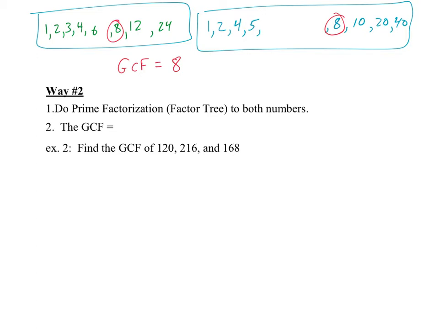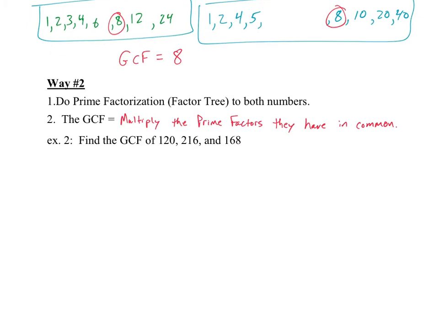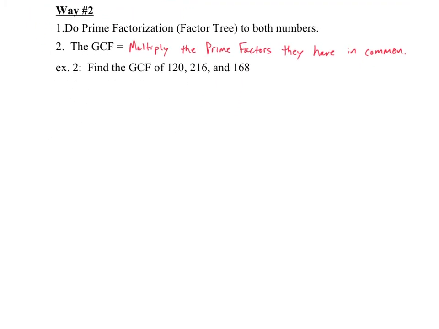All right, way number 2. Do prime factorization, do the factor tree to both numbers. Then the greatest common factor, to get that, you multiply the prime factors they have in common. Multiply the prime factors they have in common. So this is nice when you have big numbers or when you have multiple numbers, like more than 2.